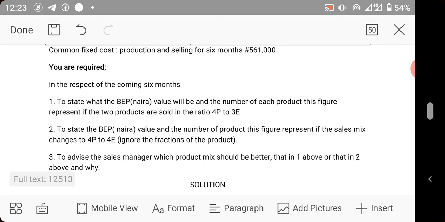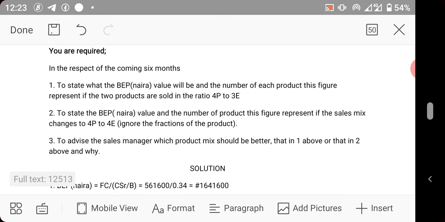This figure represents if the two products are sold in the ratio of 4P to 3E. State the break-even point in naira value and the number of products. This figure represents if the sales mix changes to 4P to 4E. Now, I'm going to focus on one, because if we get it right, you can actually get the rest right.